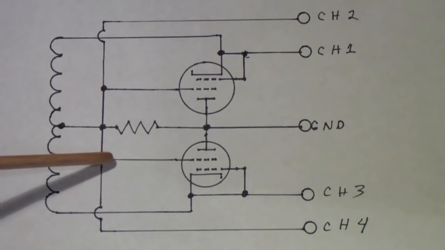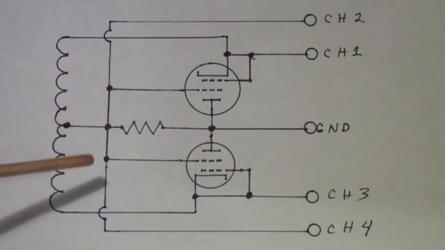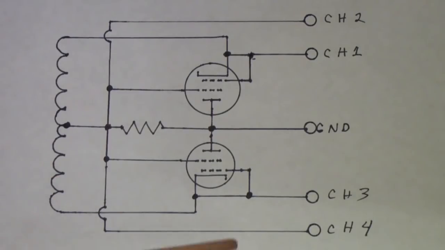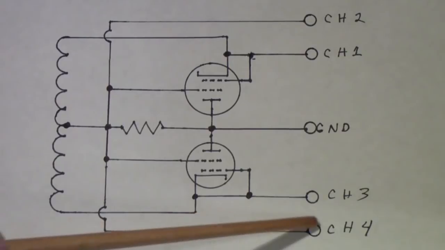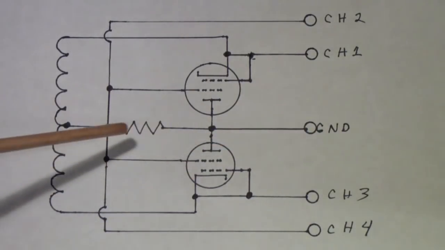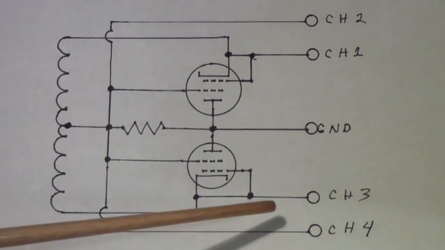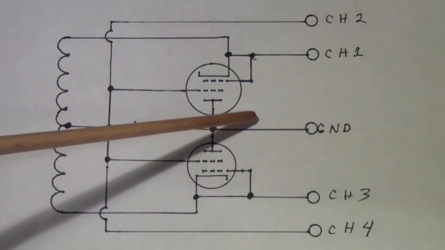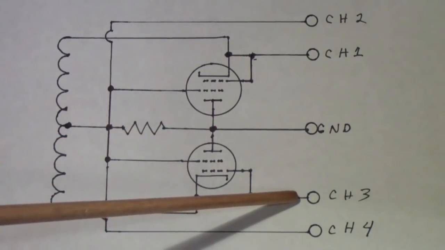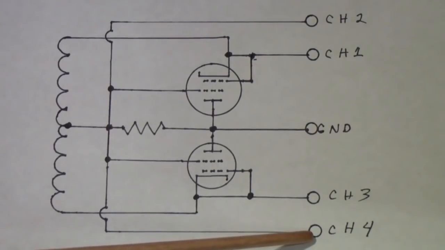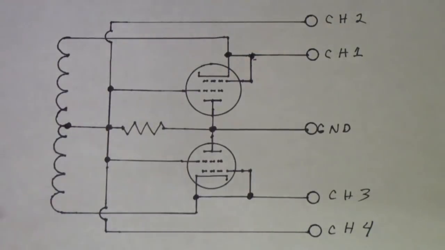So in essence, we are sweeping, if you want to think of it that way, the screen grid and the plate at a 60 cycle rate, while holding the grid tied to the cathode. And then we're displaying the current, that is the voltage across this resistor, and the plate voltage, that is the voltage between this point and this point. We're doing that on channel 3 and channel 4, and for the other tube on channel 1 and channel 2.